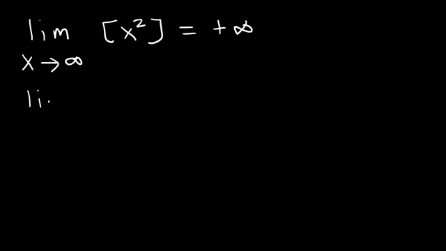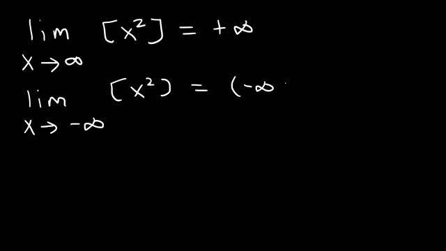Now what about the limit as x approaches negative infinity of x squared? Well, if we replace x with negative infinity, when you square a negative number, it's going to be a positive number. So in the end, it's going to be positive infinity. If you square negative 1,000, a negative 1,000 times a negative 1,000 is positive 1 million. So you still get a very large positive number.